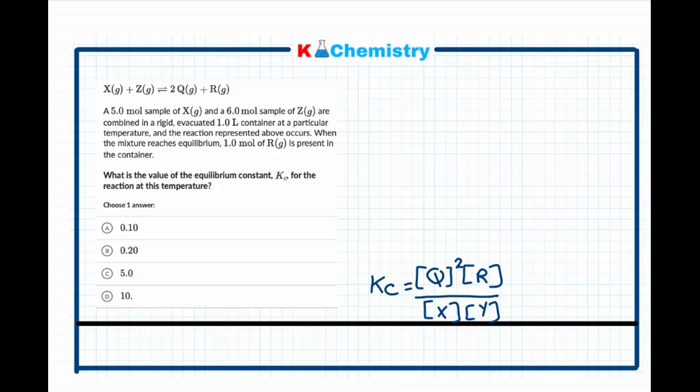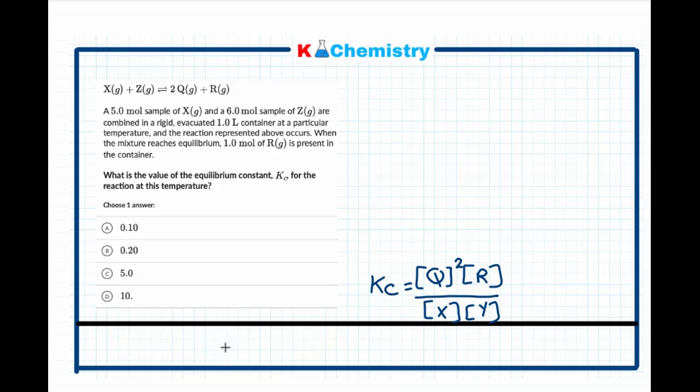For starting, the text tells us that 1 mole of R is present in the 1 liter container at equilibrium, so R is equal to 1 mole. Next, since 1 mole of both X and Z is consumed for every 1 mole of R, we know that 4 moles of X and 5 moles of Z must remain in the container, so X is equal to 4 and Z is equal to 5.